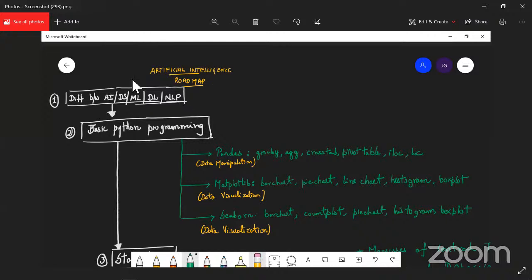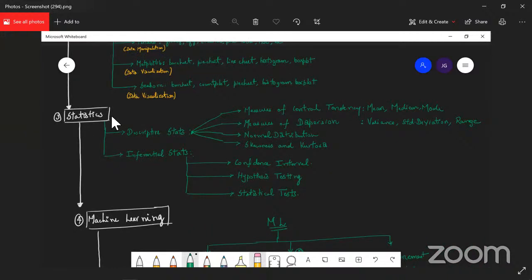Firstly, we have to understand the differences and the similarities between artificial intelligence, data science, machine learning, deep learning, and NLP. Once that is clear, then we have to learn basics of Python programming, and pandas, one library we have to learn about, then matplotlib, and then another library seaborn for data visualization. Once that is done, then we have to learn about statistics skills. We have two types of statistics. One is descriptive and the other one is inferential.